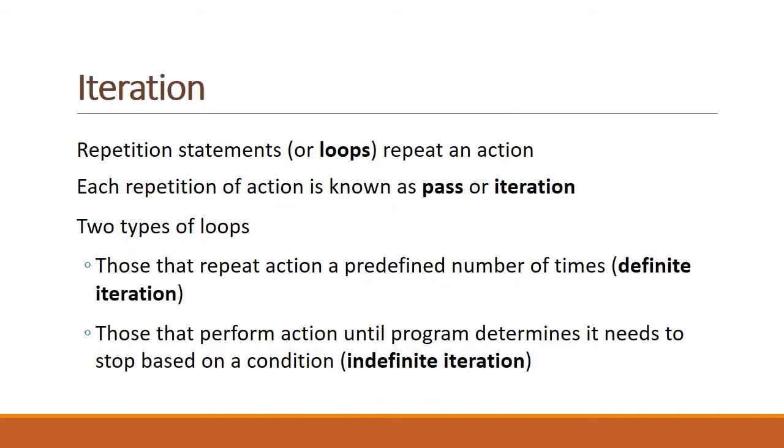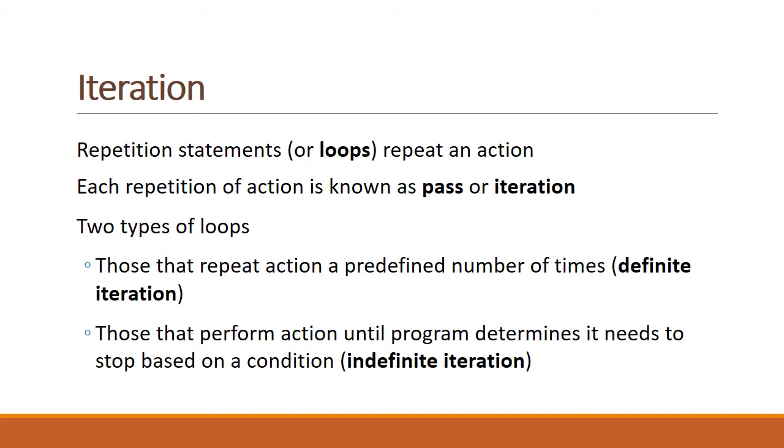There are times within our Python program where we want to repeat a group of statements numerous times. This is referred to as a loop, and each pass through the loop is referred to as an iteration. So there's two types of loops. One is a definite loop, where we have a predefined number of times when we want to repeat a group of statements. The other type of loop is an indefinite iteration, where we're going to repeat a group of statements based on some condition.